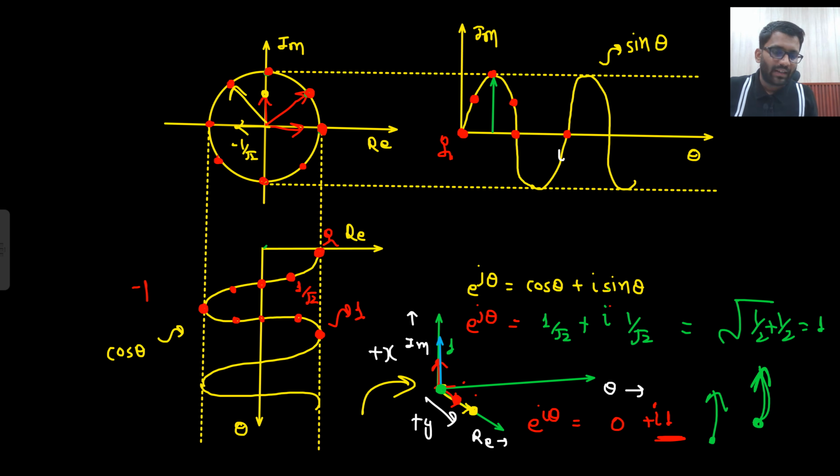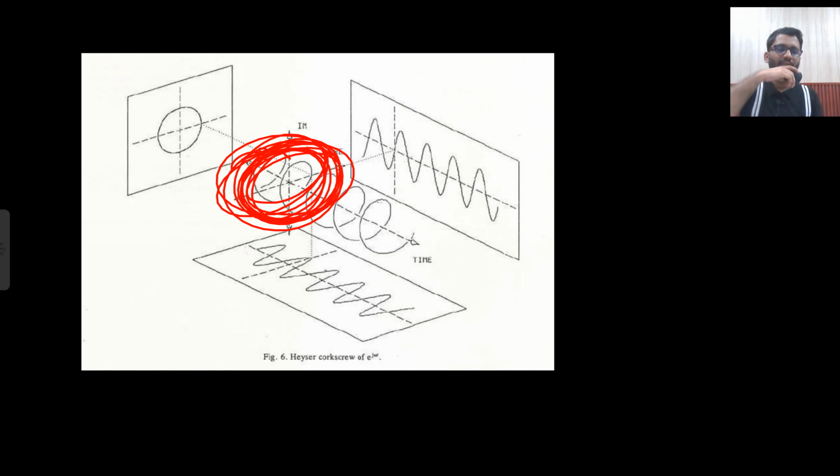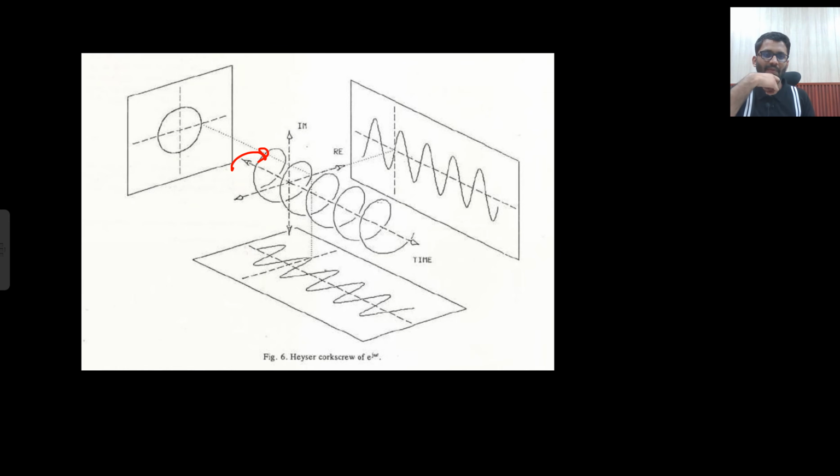Basically, what I mean to say is that if I sit here and look, I will feel like this is a circle which keeps on revolving around. Say yes or no. Is that a good visualization?